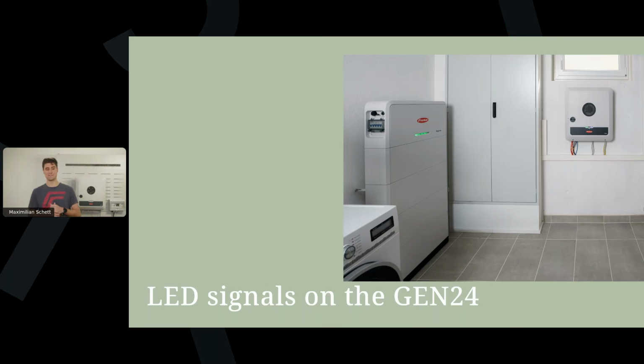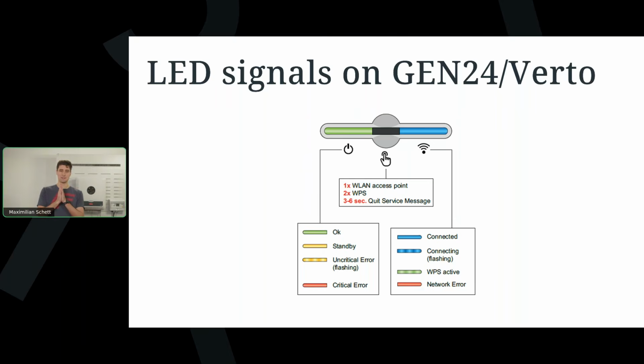But let's start with the LED signals on the Gen 24. When I say the Gen 24, then it's technically not just the Gen 24, but also Verto, Tauro, all our pilot devices. As you know, there are 2 LEDs, and in the middle of those LEDs, there is the touch point. I will start with the touch point. If you're pressing this touch point once, then the Wi-Fi access point is opening. If it is open, then you will find your inverter in the networks and you can connect to it.